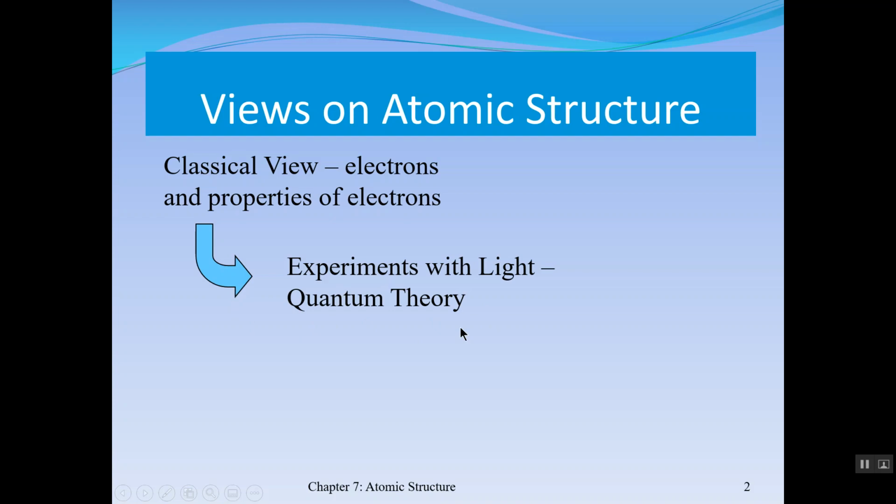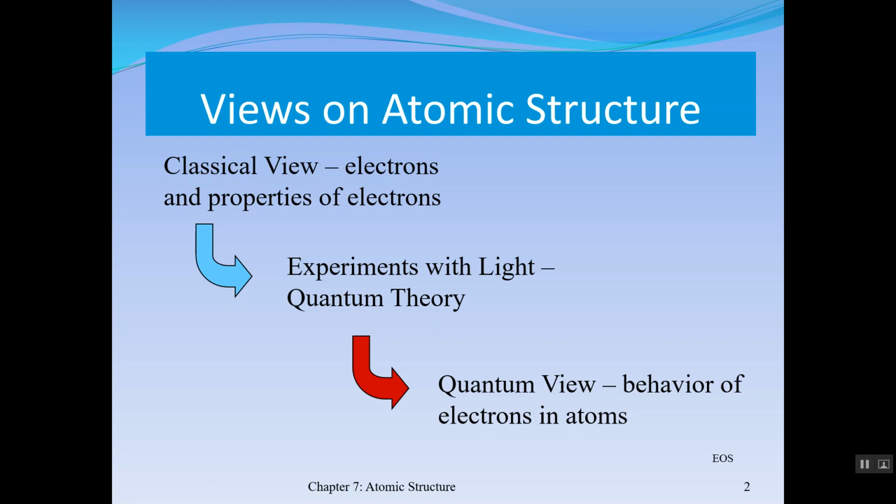And this brings us to the quantum theory, which we're going to discuss in some detail later on in this chapter. Based on the quantum theory, we now have a more accurate representation or model for how atoms, and in particular electrons, behave. So that's basically a brief overview of the history of how we arrived at the modern understanding of the nature of atoms and how the electrons behave in atoms.